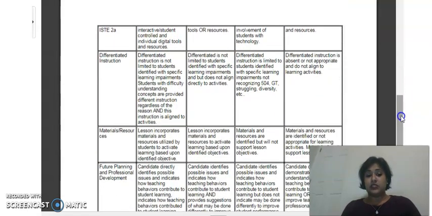And then differentiation has to be for struggling learners, early finishers, and any others that you have. So it is not limited to students that are identified by learning impairment. And it is provided regardless of the reason. That means you have to plan for it, and it needs to be aligned with the activity.